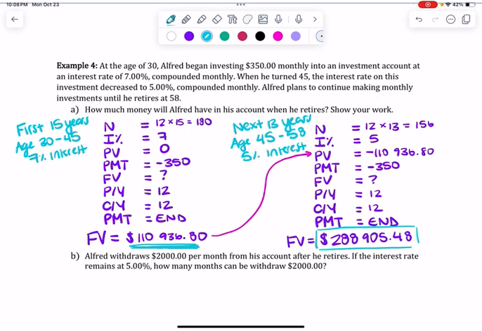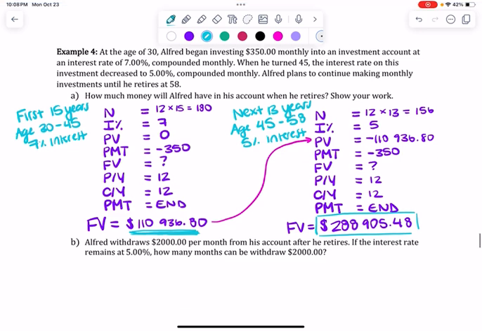Second key thing was my FV for my first TVM value was not taken out and then nothing happened to it evermore. I had to plug that into my second TVM because that money, that $110,000, is still earning interest in his account. He's not withdrawing it. He's not keeping it in a shoebox in his closet. He's not spending it all. He still wants it in that bank, earning interest until he needs it when he retires. So that needs to happen into my PV.